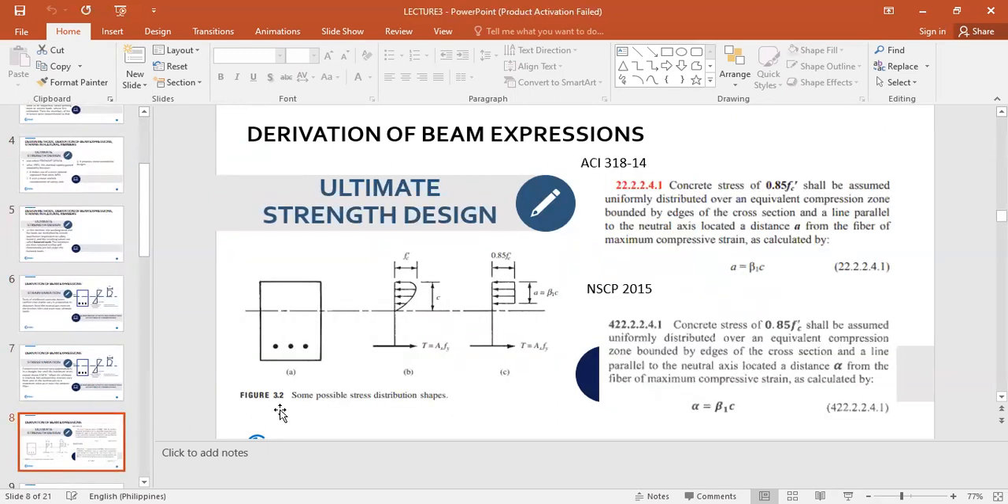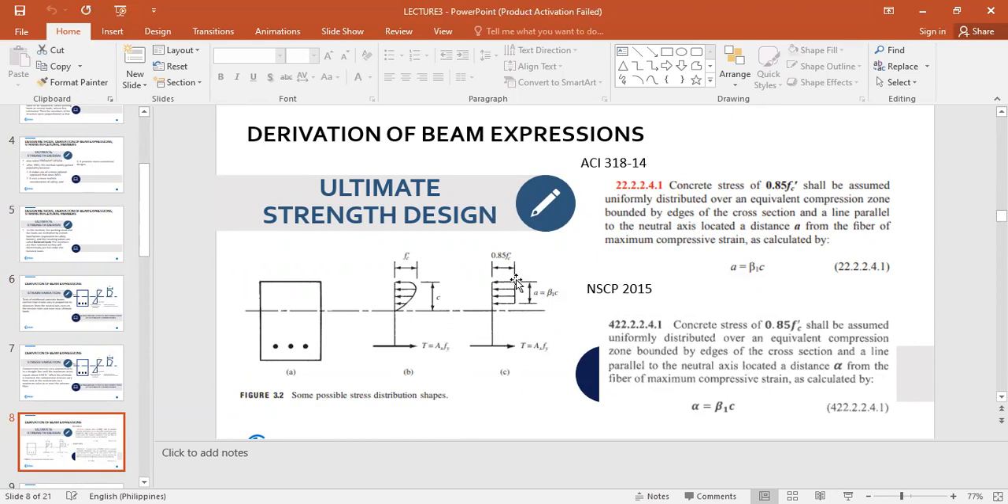In the derivation of beam expressions, there are some possible stress distribution shapes. Here we have a typical beam section. As you can see in figure B, we have the distance c, and this is our neutral axis. Then we have here the fc prime, and the tension, which is equivalent to As fy, which we have already discussed. This equation has been discussed in our previous topic.